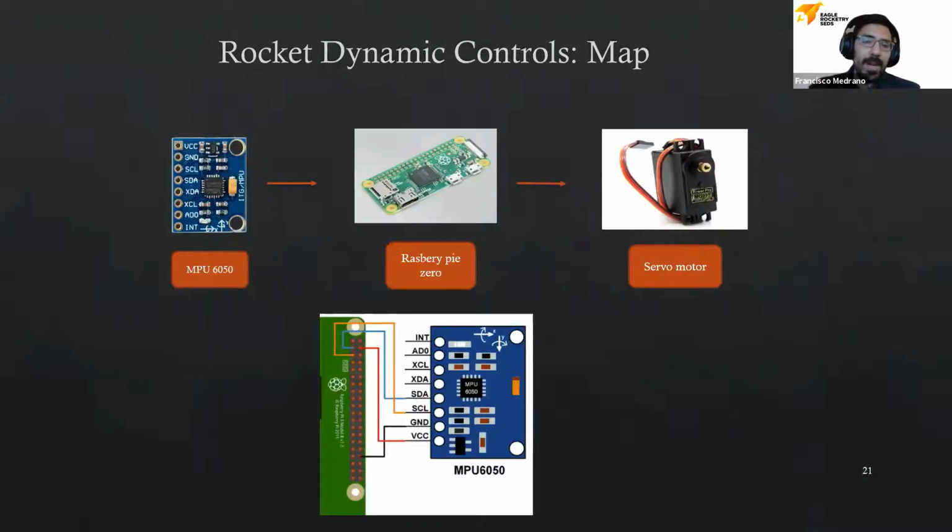Here's a map of how these components come together. We have the MPU 6050, or the IMU, which takes in values and passes them over to the Raspberry Pi Zero. The Raspberry Pi Zero reads these values and has a decision-making process. From there, it determines an output for the servo motor. And based on those values, they are read again through the IMU. Here on the bottom, we can see how the IMU is connected to the Raspberry Pi GPIO pins as well.